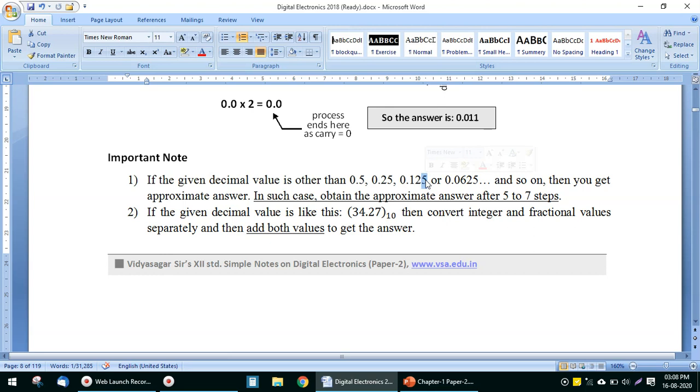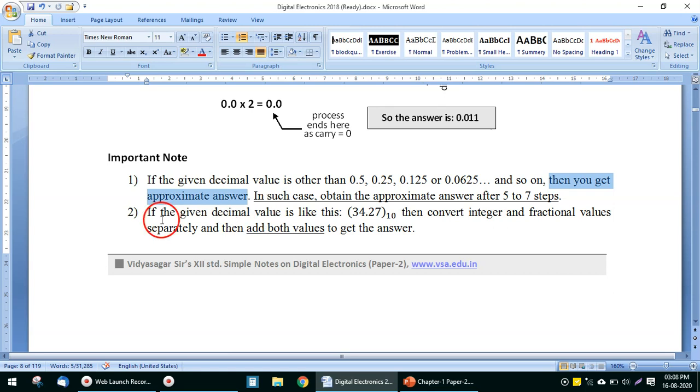But if there is no 5 at the end of that fractional value, then you get an approximate answer. Then your binary conversion will be such that you will never get a perfect binary answer, but an approximate binary answer. In such a case, in the HSC board examination, you have to write down the approximate answer. There is a rare chance. I have been teaching this subject for 30 years and I never came across any conversion asked in the HSC board examination where the last digit is not 5.